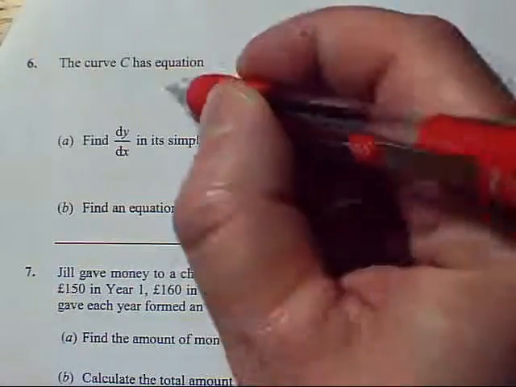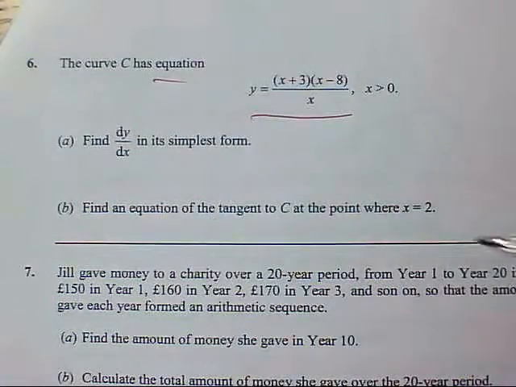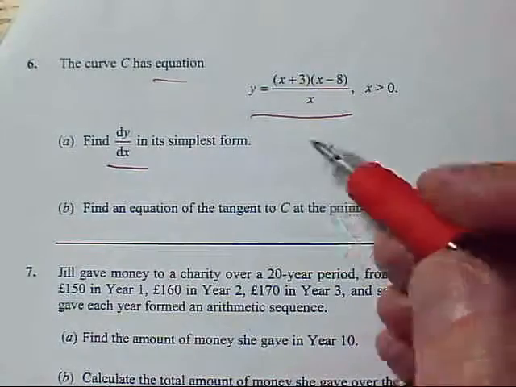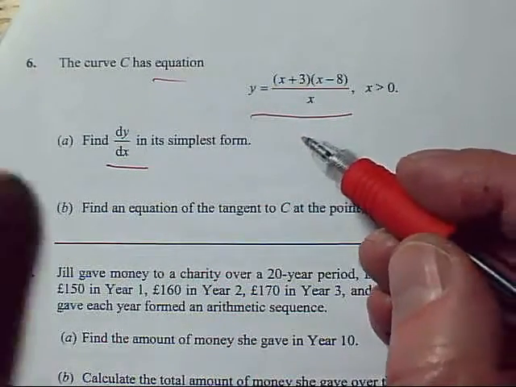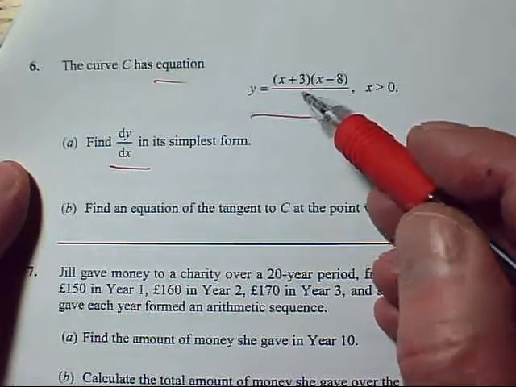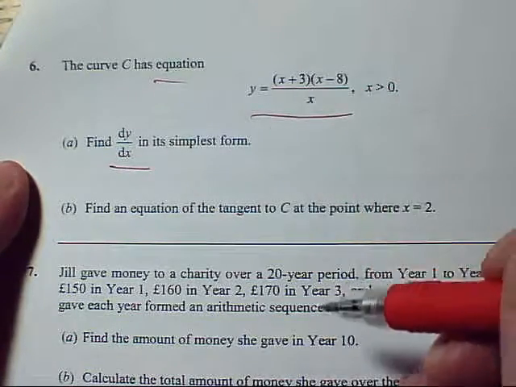Okay, question 6, we've got an equation of a curve. There it is, there's what y is. We want dy by dx, so we're going from y to dy by dx, so this is differentiation. And the trouble with this y is that it's a fraction, it needs dealing with.